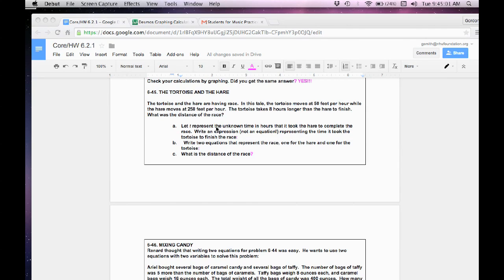Okay, we're going to do 645, the tortoise and the hare. This is a bit of a challenging problem. It's very challenging to get the variables in exactly the right locations, but we'll focus on that. The tortoise and the hare are having a race.